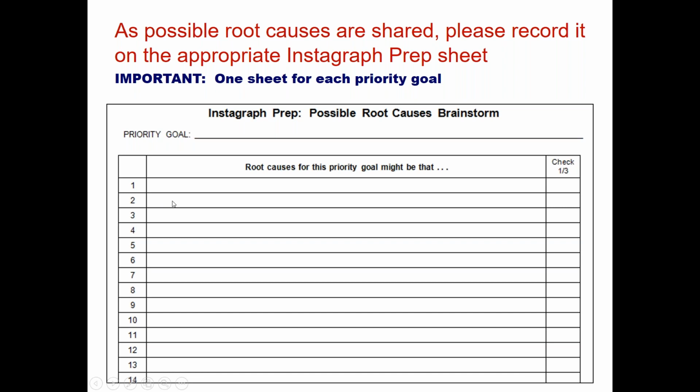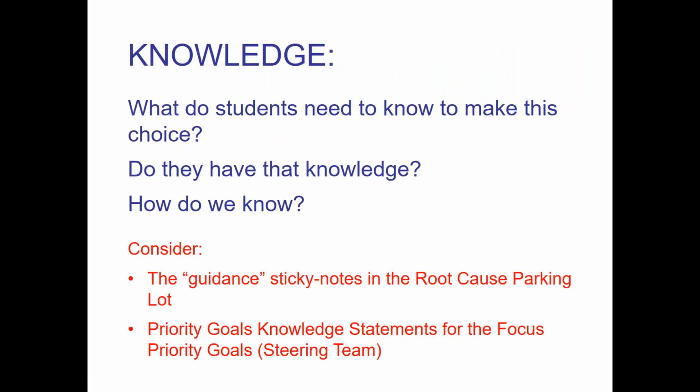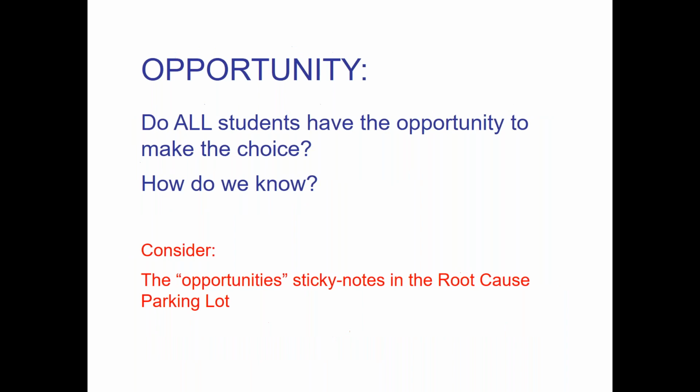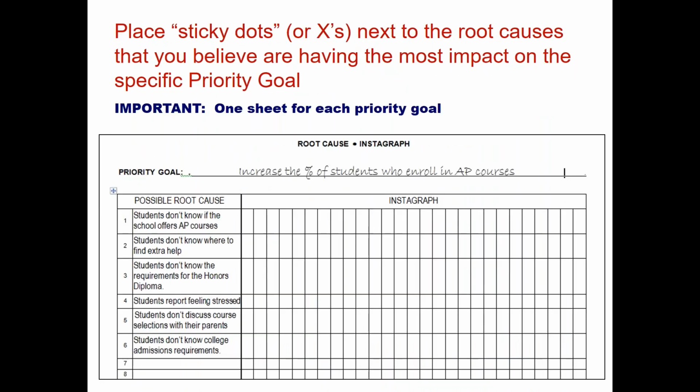Remember that this form has one page per focus goal. So you'd write the focus goal up here. And again, I'm sorry, here's another typo. I'll fix this after I finish the video. But you'd write the focus goal up here, and then everybody at their seats is writing down all the possible root causes. Now, as they're writing down the possible root causes on this sheet, one of your steering team members is going to go back and write the same thing down on this Instagraph.